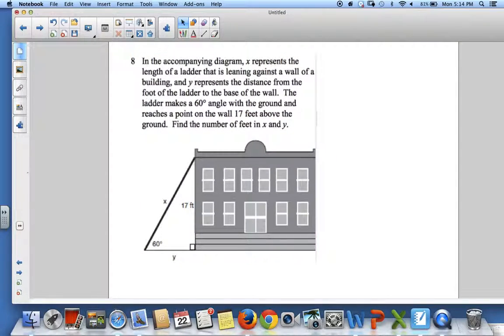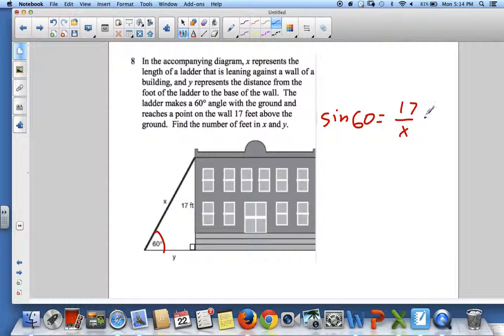Okay, we're asking to find a couple of things, x and y. X is this length right here. Let's do x first. So again, here's 60. 17 is opposite, and x is the hypotenuse. So I have sine 60 equals 17 over x. Now that's a tricky problem again because x is on the bottom.